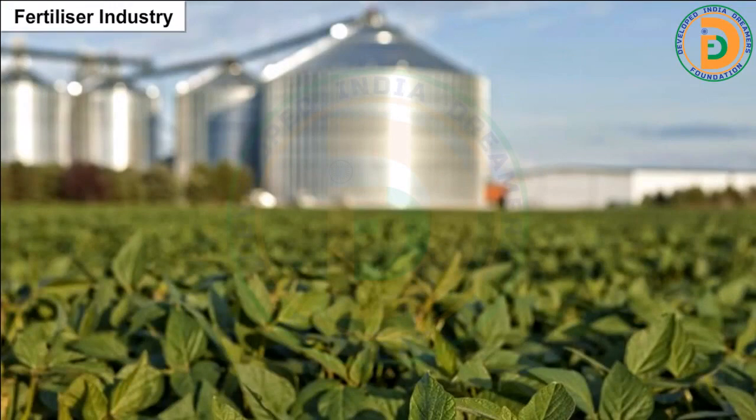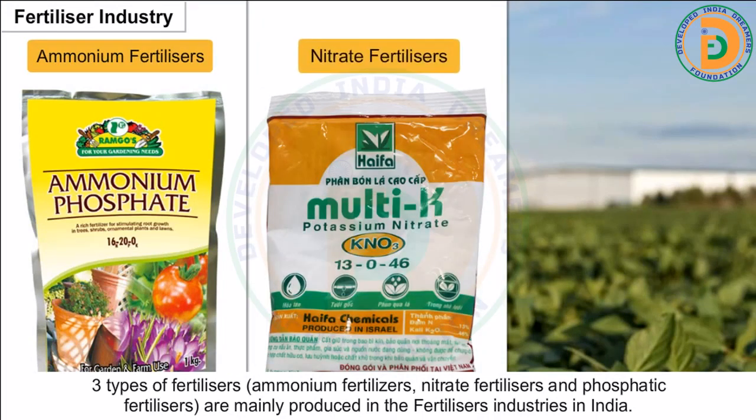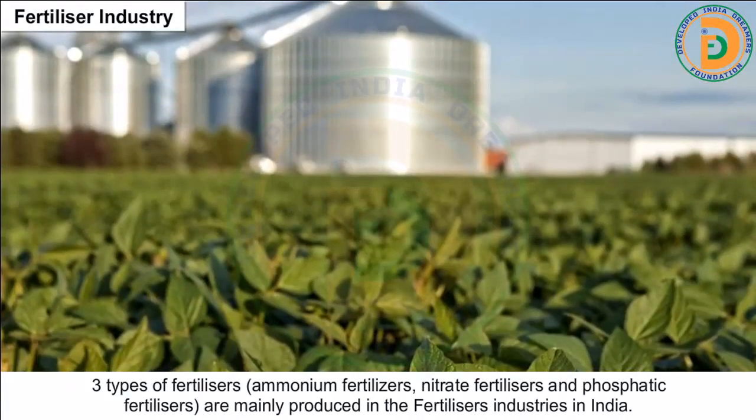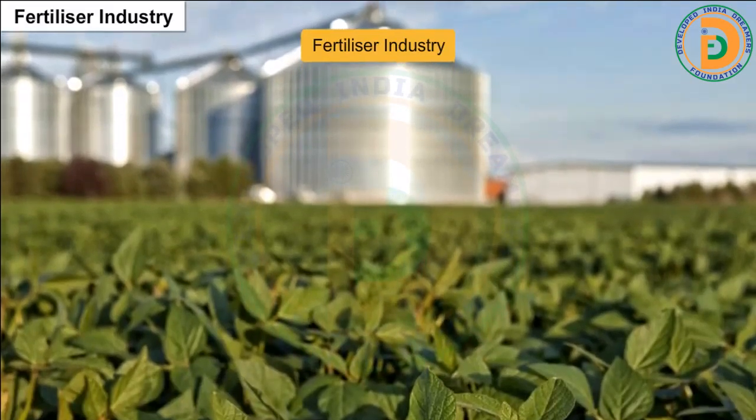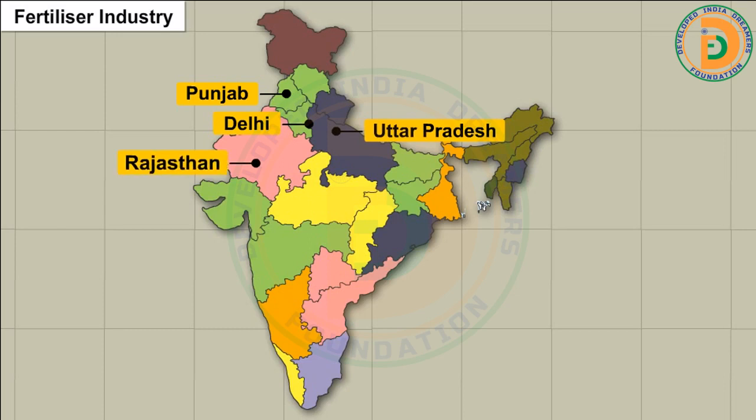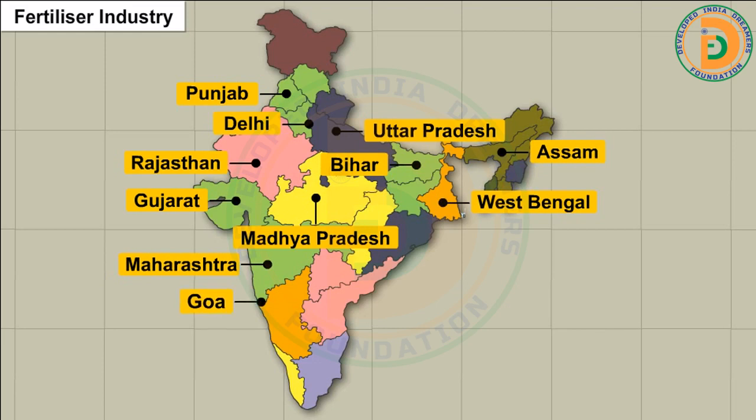Fertilizer industry. Three types of fertilizers, ammonium fertilizers, nitrate fertilizers, and phosphatic fertilizers, are mainly produced in the fertilizer industry in India. Fertilizer industries are majorly located in Punjab, Delhi, Uttar Pradesh, Rajasthan, Gujarat, Madhya Pradesh, Bihar, West Bengal, Assam, Maharashtra, Goa, Karnataka, and Kerala.